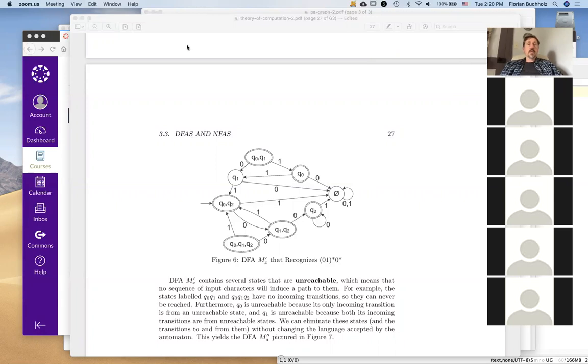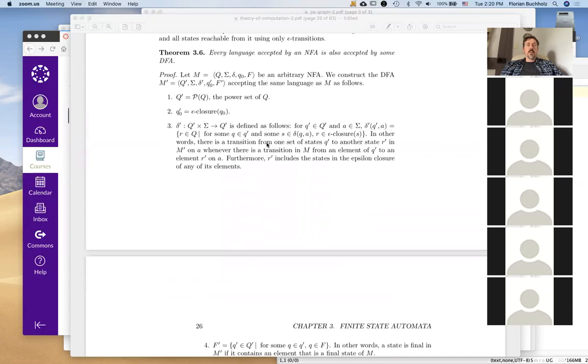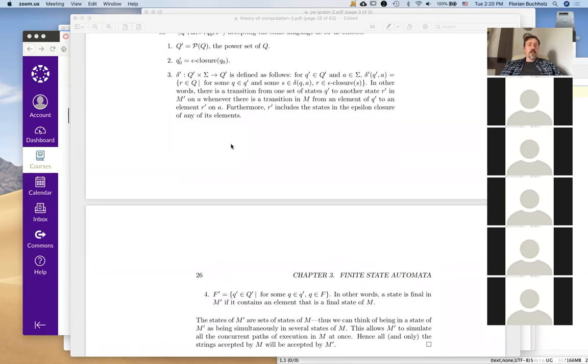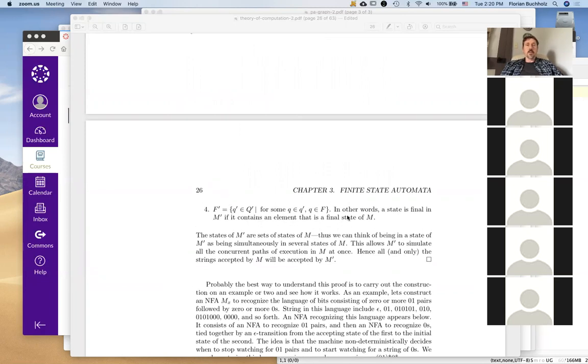And before we do that, let's actually take a look at the rules of the proof. And everything is kind of straightforward. So we need to have a new set of states, which will be the power set of Q. I'll elaborate on that a little bit later. Here's a rule to determine the start. And if I skip number 3 for now, here's a rule to determine which should be the new accepting states for the deterministic automaton.